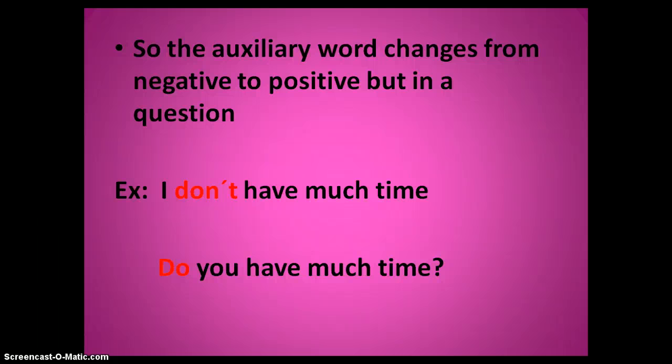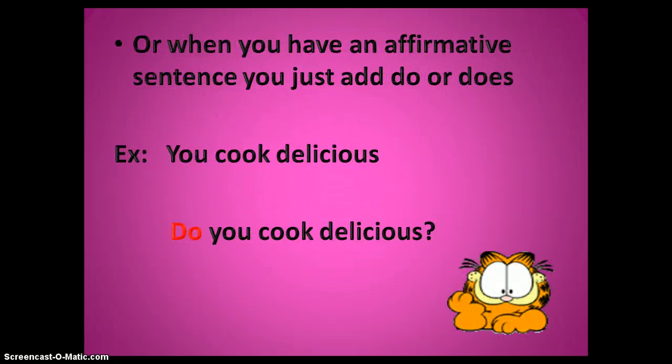Again, the thing that we already studied. Example, I don't have much time. Don't, you have to change it to a positive way, but at the beginning. Do you have much time? Or when you have an affirmative sentence, you just add do or does. For example, you cook delicious. This is an affirmative sentence. And you add the auxiliary word at the beginning of the sentence. Do you cook delicious? Look, that is at the beginning of the sentence, depending on the pronouns.